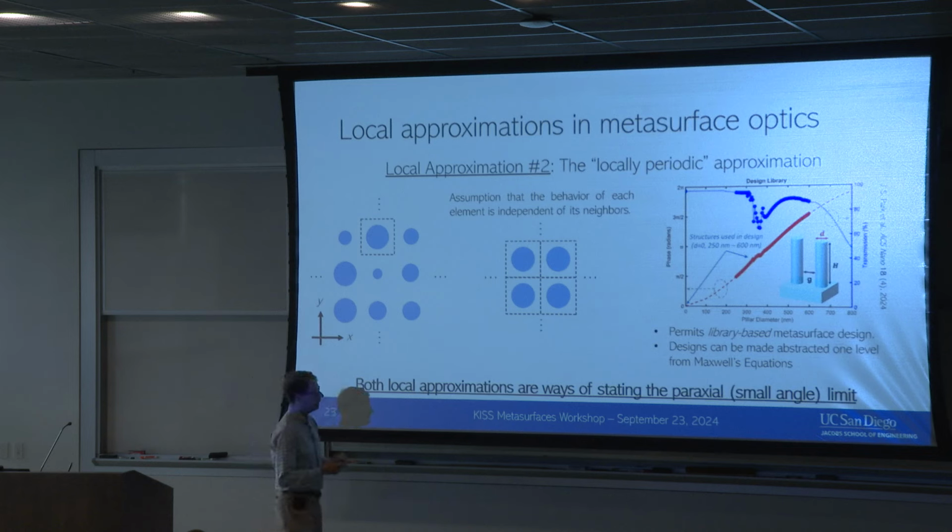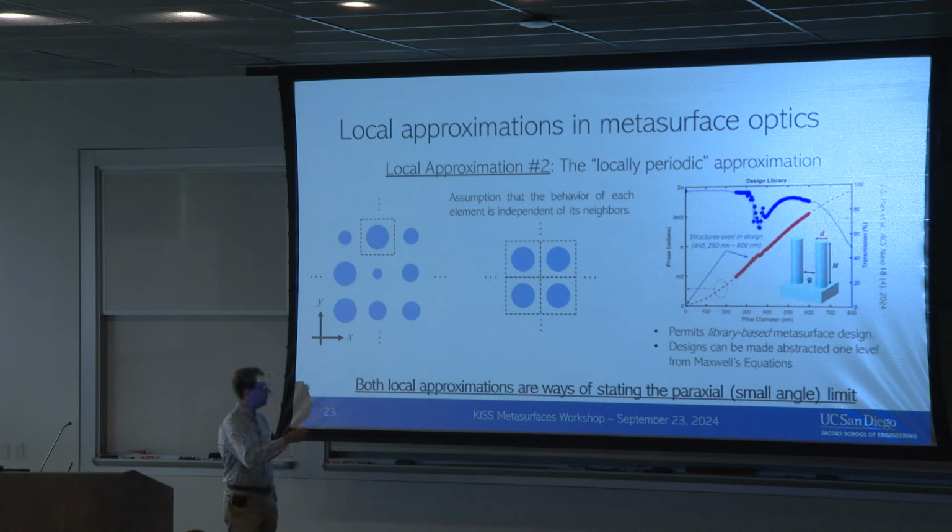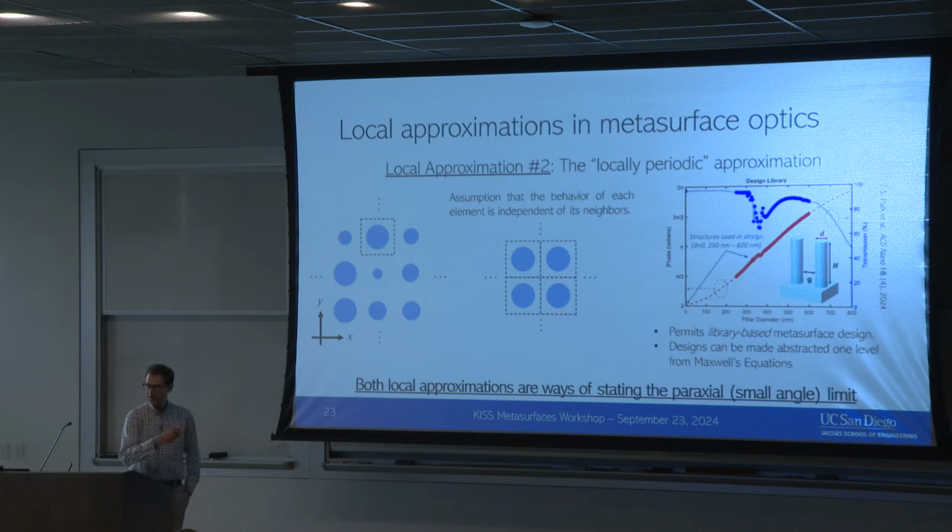This enables us to make metasurface designs based on libraries, which is to say that we can just solve Maxwell's equation once in a parameter sweep by solving what the field is at the exit of an infinite array of alike structures and solve for its phase and amplitude in the far field. And then when we go and design the metasurface, we can ask what's the desired phase and amplitude of the transfer function at this point and refer back to the library. I call this the locally periodic approximation.